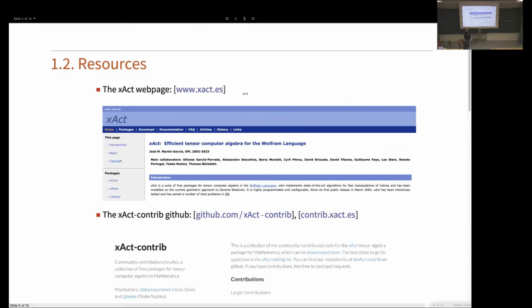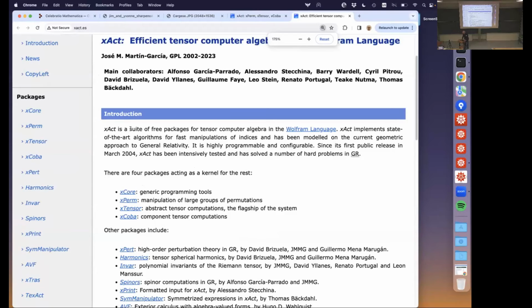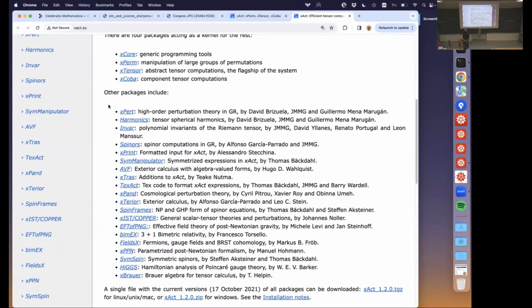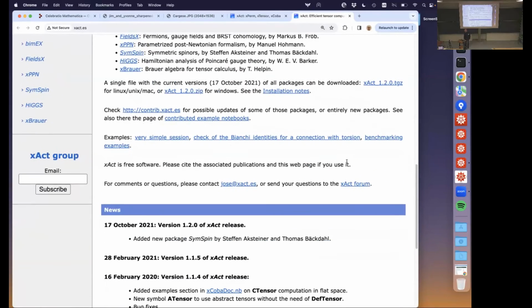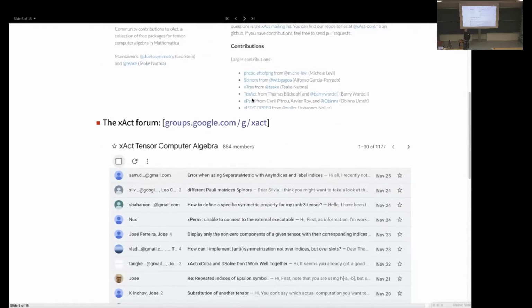Okay, so if you want to use xAct, the main resource is the web page here. And here you can download the system. You have the collection of packages now available. So there are 4 core packages that I wrote long ago, and then there are many other packages that people are writing. We will see in a moment. So here you have the tarballs, where to download them, and the installation notes. There is another web page that users of xAct have created to have their own additions and their own examples, so that they don't have to ask me to put it there in my web page.